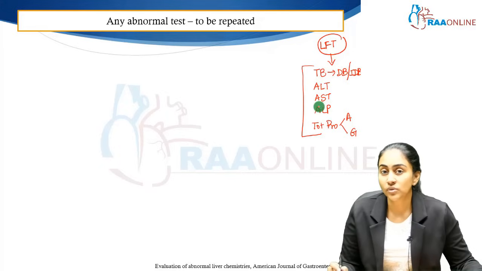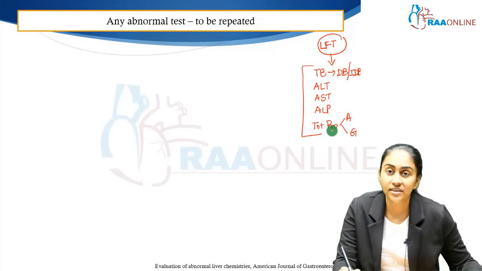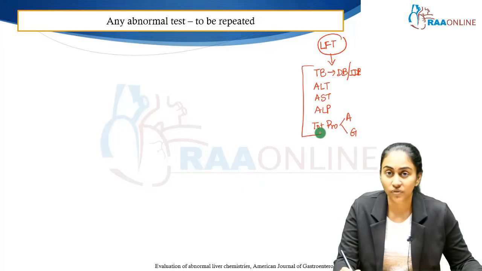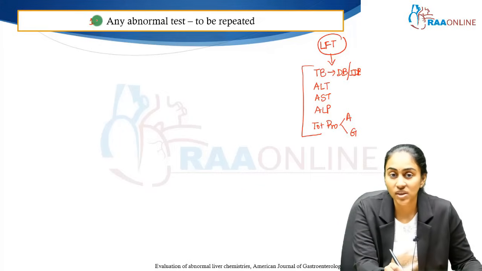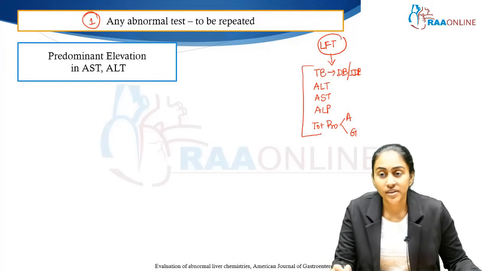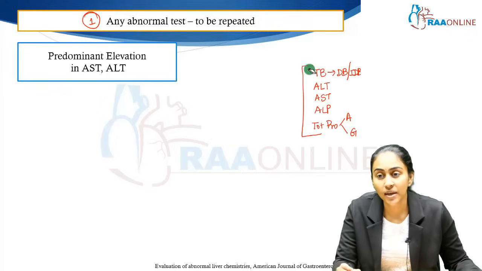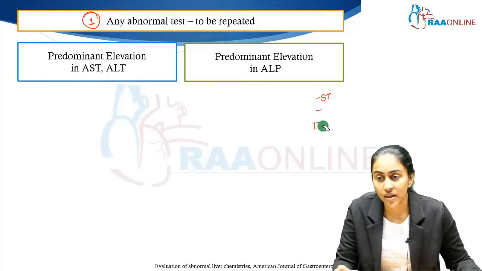So, when any one particular test is abnormal but all the other tests are normal in this battery of tests, the first thing that we need to do is to simply repeat the test with the abnormal value. And then if it is still elevated, you look at the pattern of elevation. Is there a predominant elevation in transaminases, or is there a predominant elevation in the alkaline phosphatase?